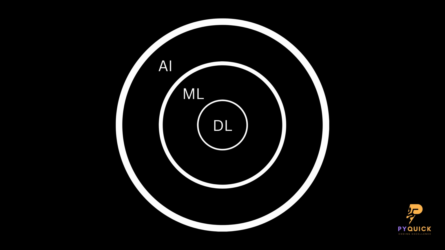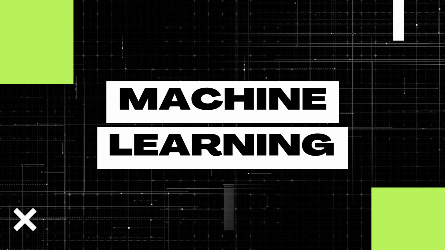To illustrate, think of it like this. AI is the big circle, ML is a smaller circle inside AI, and DL is an even smaller circle within ML. Now that we've got that straight, let's dive into some basic concepts in machine learning.